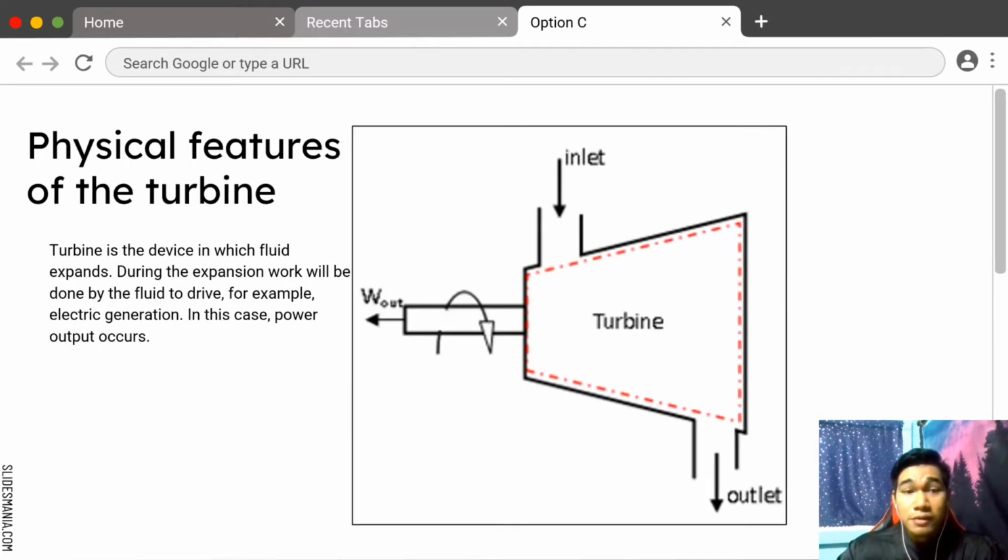For the physical feature of the turbine, a turbine is a device in which fluid expands. During the expansion, work will be done by the fluid to drive, for example, an electrical generator. In this case, power output occurs. As you can see in this picture, initially at the inlet, pressure and temperature enter, and then when they exit at the outlet, pressure and temperature both will be smaller than the pressure and temperature at the inlet.